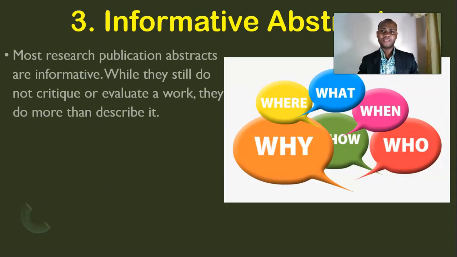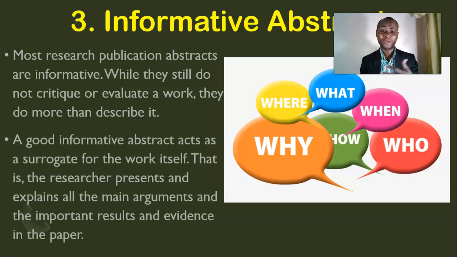Okay, number three is the informative abstract. So most research publication abstracts are informative abstracts. Okay, this is what we are going to use in our publication. So while they still do not critique or evaluate a work, they do more than describe it. Okay, so it goes beyond what a descriptive abstract does.